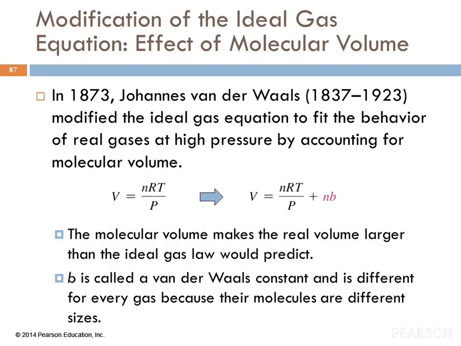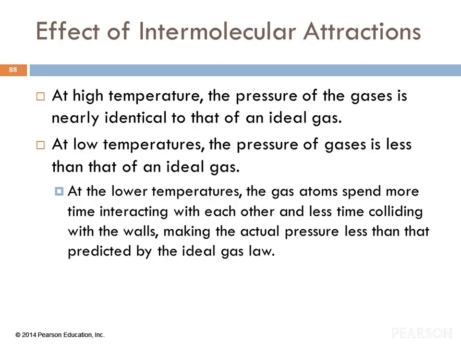But when you get to extreme conditions, it matters, and especially engineers, chemical engineers who are designing things, those little differences become significant. So he adds this little factor in. So B here is called the van der Waals constant, and it's going to be different for every gas because each gas has a different molecule size.